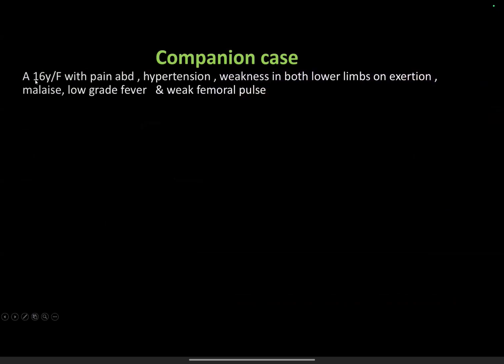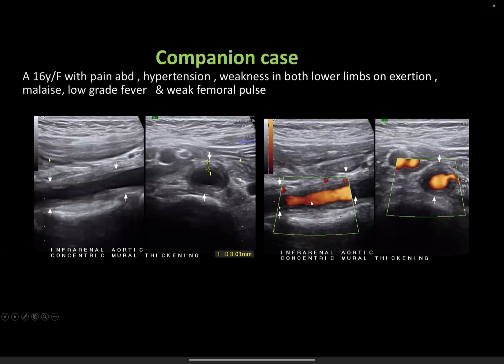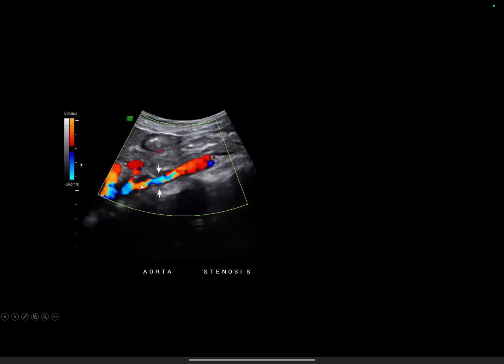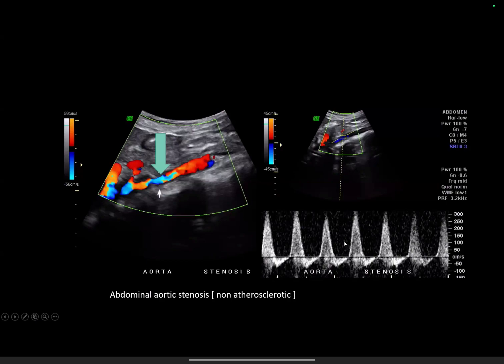Another companion case, a 6-year-old female with abdominal pain, hypertension, weakness in both lower limbs on exertion, malaise, low-grade fever, and weak femoral pulse. The symptoms are very important. The patient was sent for abdominal ultrasound. I see the abdominal aorta was thick-walled. There is concentric thickening of the abdominal aorta. On color Doppler, we can see this hypoechoic halo, macaroni-like sign because of the concentric wall thickening of the aorta. On color Doppler, we can see narrowing of the abdominal aorta with aliasing in the narrowed channel and high velocities, high stenotic flow.